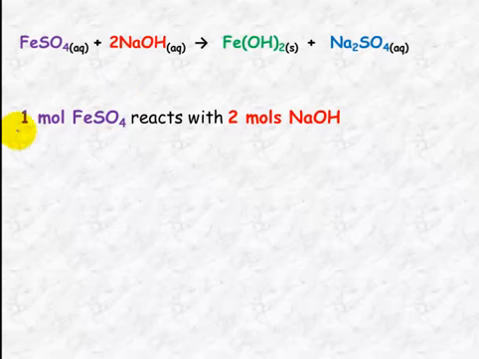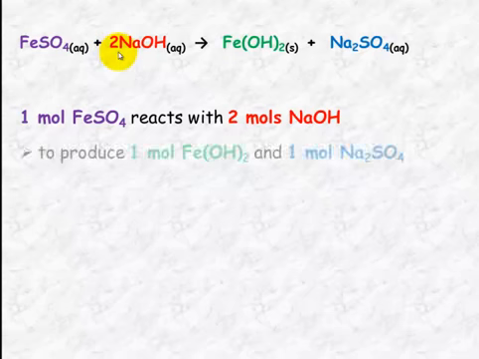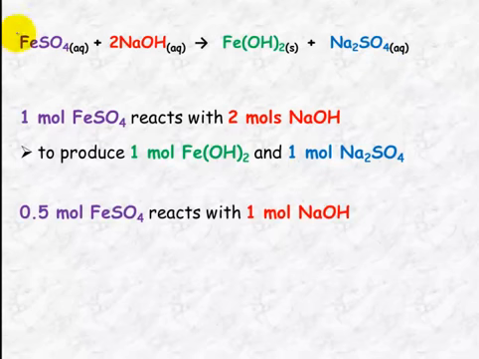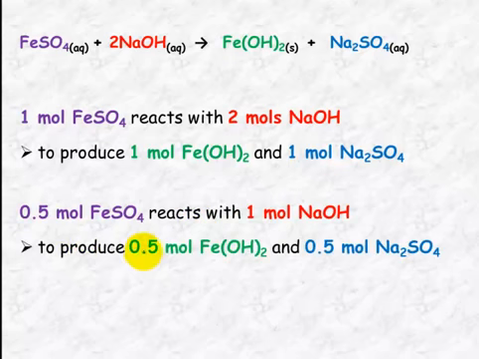And that's all I've got written down here. 1 mole of iron sulfate reacts with 2 moles of sodium hydroxide to produce 1 mole of iron hydroxide and 1 mole of sodium sulfate. If then we only have half a mole of iron sulfate, it will react with 1 mole of sodium hydroxide. Why? Because 1 mole reacts with 2 moles. Thus, half a mole will react with 1 mole. It's just a mole ratio. And that will produce half a mole of iron hydroxide and half a mole of sodium sulfate.